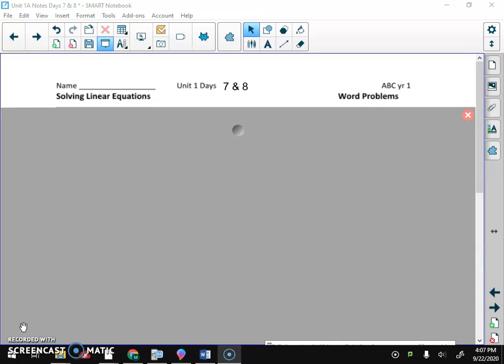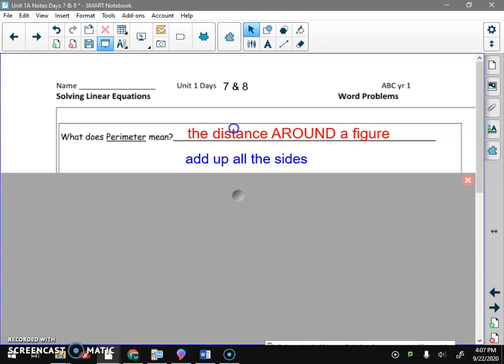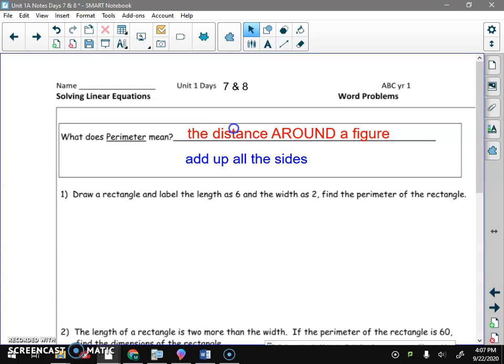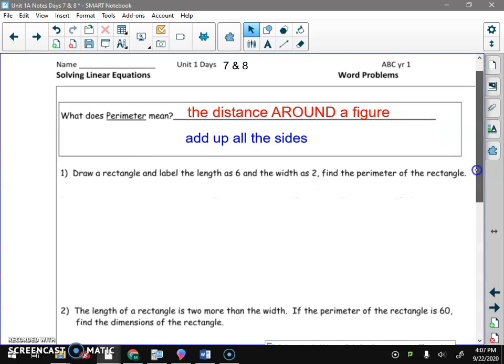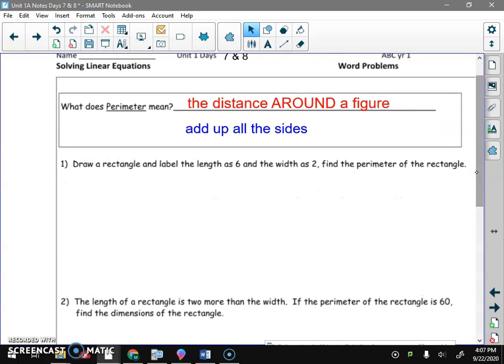If you think about it for a second, you would say, I think I know what the perimeter of this school would be, or the perimeter of this room. And what we define mathematically the perimeter is the distance around a figure. And how we find it is we add up all the sides. So let's take an example. We're going to practice the first way we do it. We're going to do all three the same way.